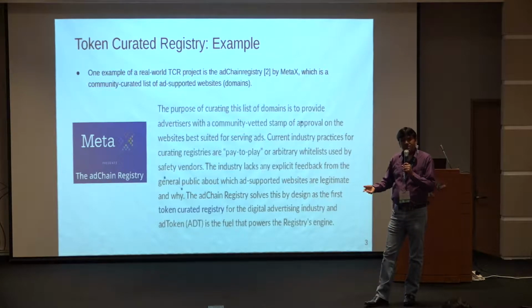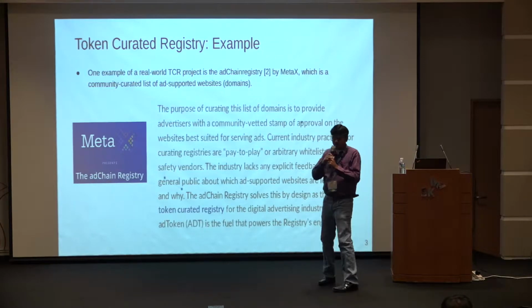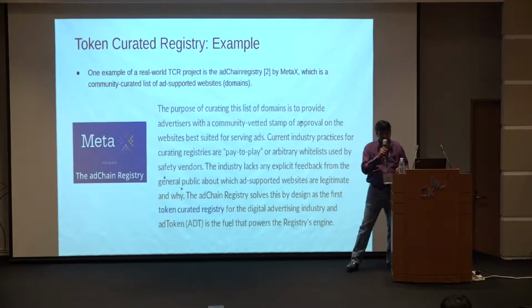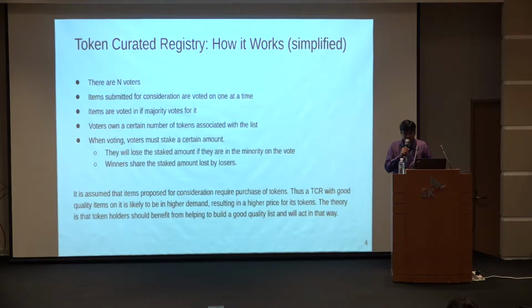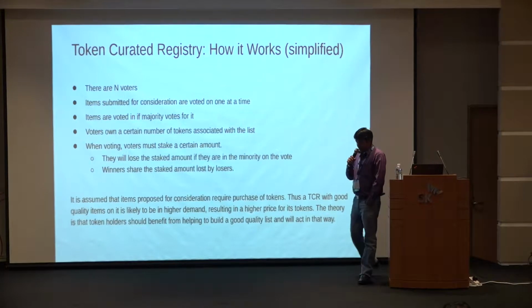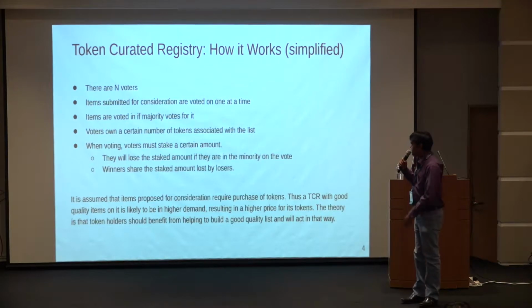So in a nutshell, this company is creating a curated list of websites where one can reliably post advertisements to reach the end users. This is one example of TCR, and you can find a number of other use cases of TCR in this space. Okay, everything sounds interesting, but in reality, how does this whole token-curated registry work?